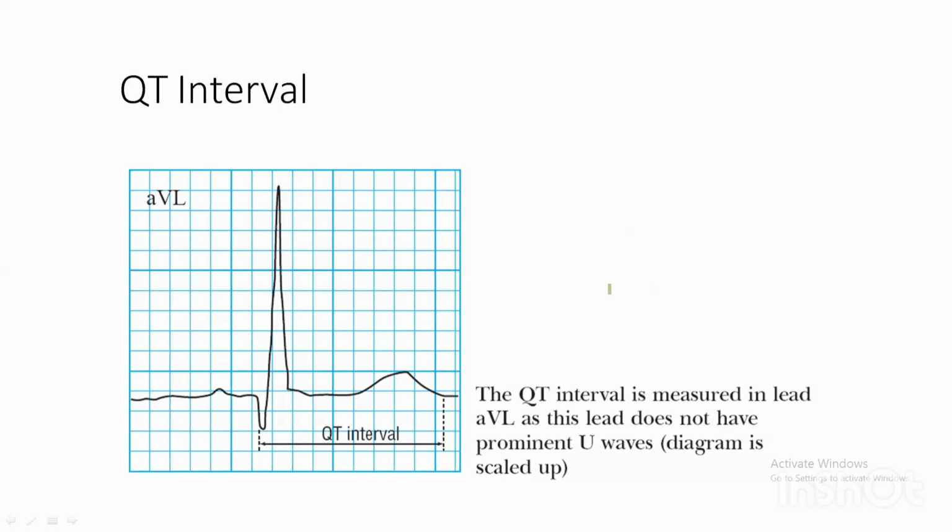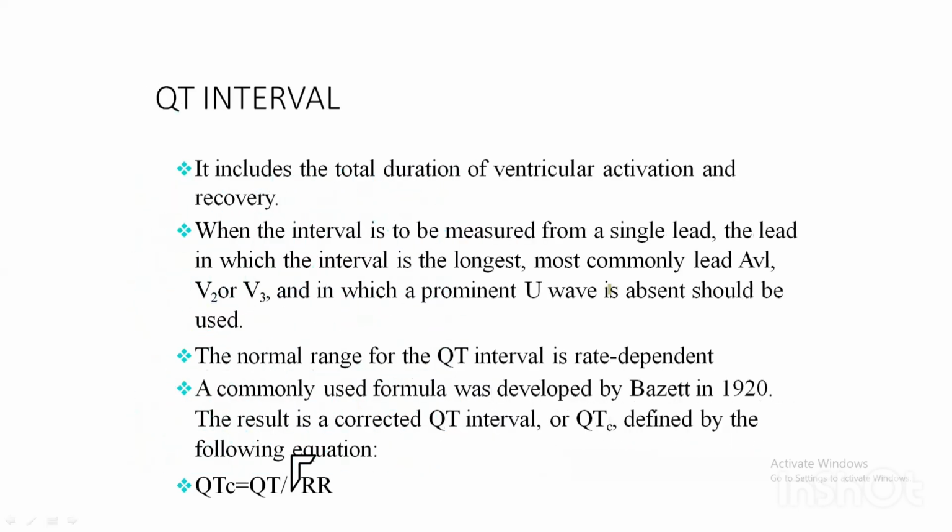So we need to decrease the speed, reduce it to half, to 0.9. So a very long QT interval can be seen here. Normal QT interval is about 0.44 seconds. It includes the total duration of ventricular activation and recovery.